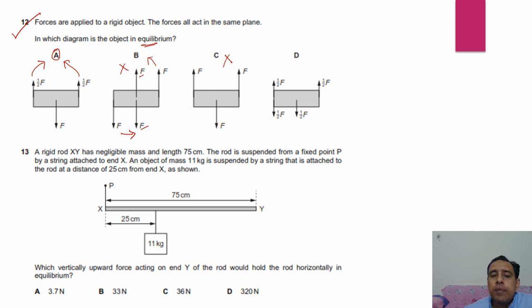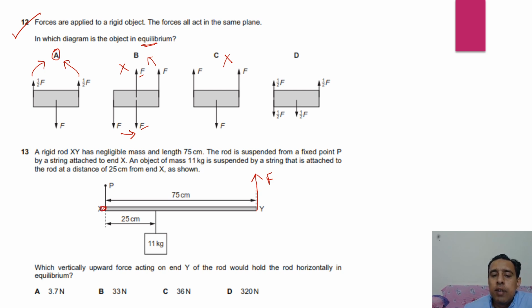Now for this question, this is a rod having negligible mass. Its length is 75. The rod is suspended from the fixed point over there by a string, the end is X, and the object has 11 kg. A string attached to the rod is at a distance of 25 from the end X. Which vertically upward force acts at this Y? So a force at this point is required which makes it horizontal, meaning equilibrium.